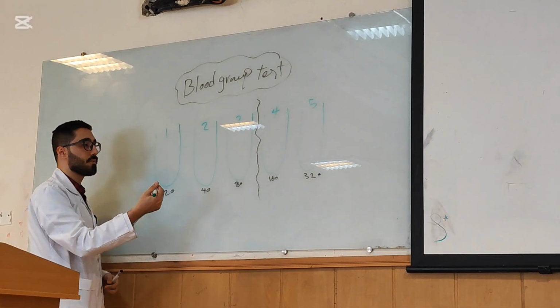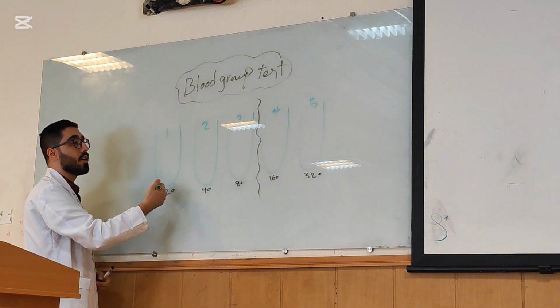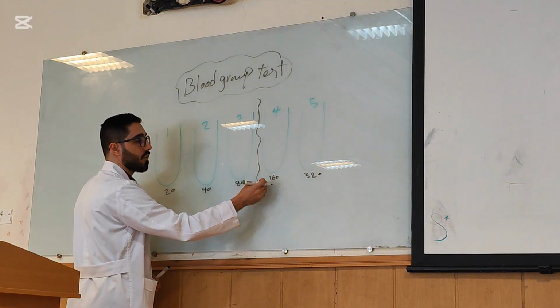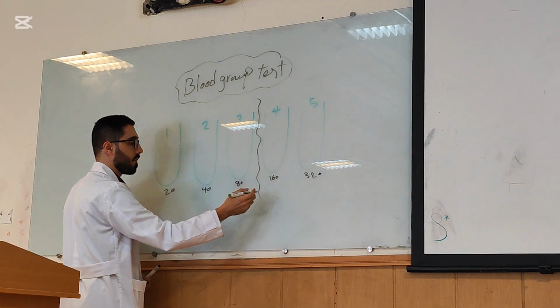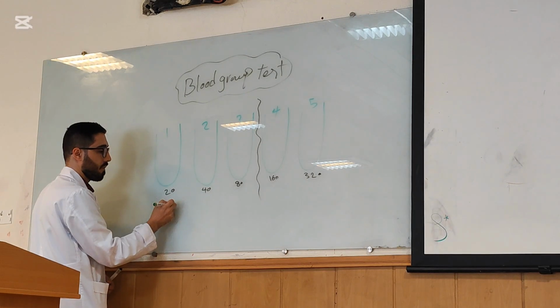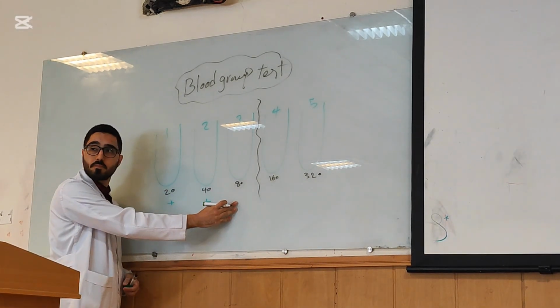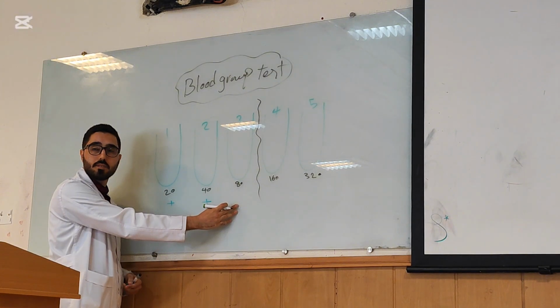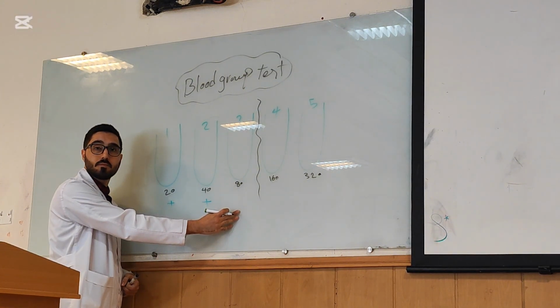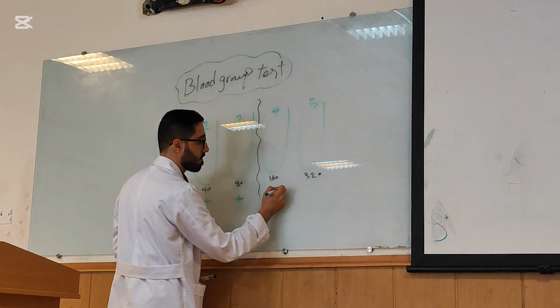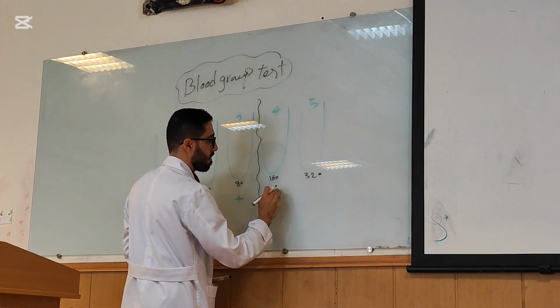In this test, you have 5 tubes. This is your borderline. Okay? Is it positive or negative? Positive. Why positive? Because if it's positive and the one after it is negative, then the test is negative. Okay. Negative.